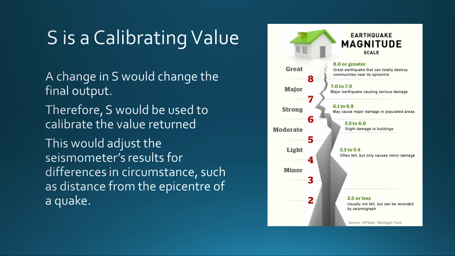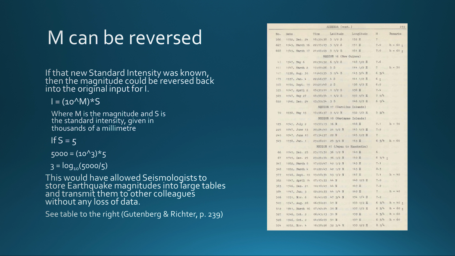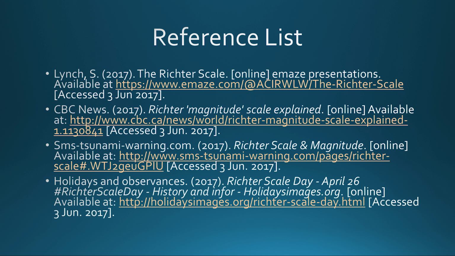All seismometers used to measure the Richter scale are calibrated to account for external factors such as distance from the epicenter of the quake. Another insight into the Richter scale is that the magnitudes produced by the equation can be reversed and put back into the original input of the intensity, allowing seismologists to collect large tables of earthquake magnitudes and transmit them to other colleagues without any loss of data.